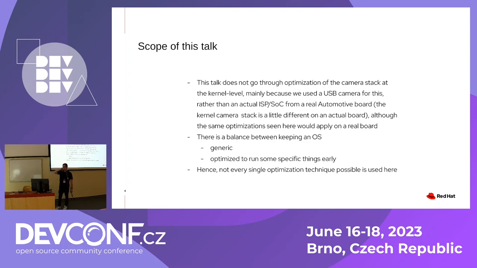I also do not go through optimization of the camera stack at the kernel level, because we use a USB camera for this, rather than an actual ISP SoC from a real automotive board, although the same optimizations here would apply to an actual automotive board. Another thing I want to cover is that there is a balance between keeping an OS generic and making it optimized to run some specific things early. You could trim down a kernel and user space to only display camera frames and do nothing else, but it wouldn't be a very useful automotive OS then.